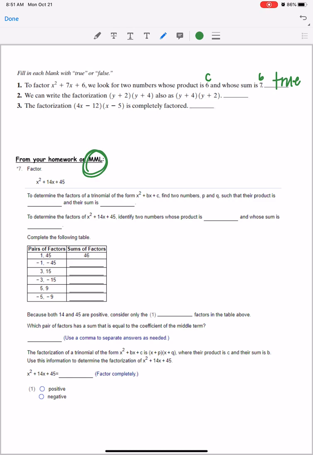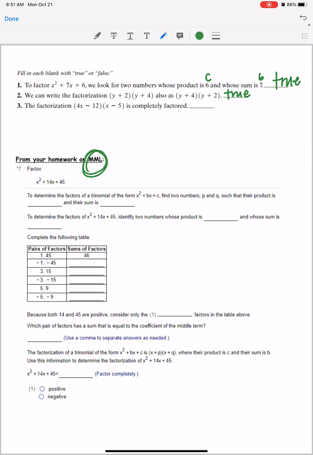On 2, we can write the factorization y plus 2, y plus 4, also as y plus 4, y plus 2. Hopefully that one is a no-brainer. That one is true. The order here doesn't matter. Now 3 is the main reason why I put these up here.